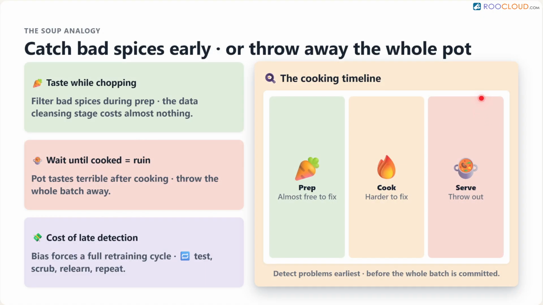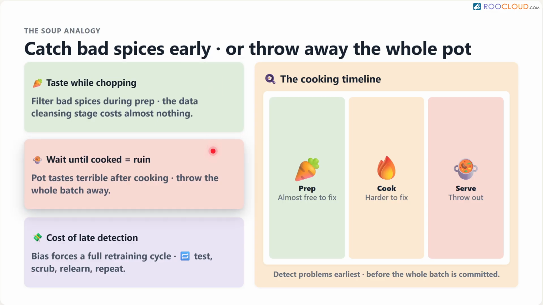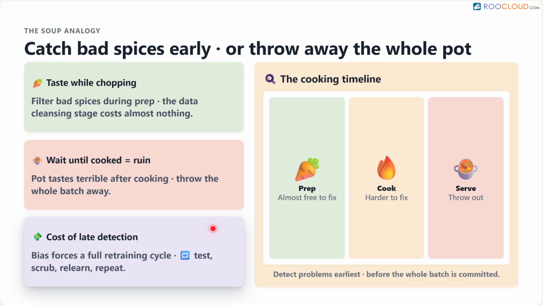Think of it like cooking a massive pot of soup. If you taste the ingredients and filter out bad spices while you are chopping vegetables, which is the data cleansing and pre-processing stage, it costs you almost nothing. But if you wait until the soup is fully cooked to realise it tastes terrible, you have to throw the whole pot away. By detecting prejudices early, companies avoid the massive financial cost of having to completely retrain a broken system. If a system has already been trained and biases are found, testers must repeatedly run test scenarios, scrub the data, and force the system to relearn until fairness goals are finally met.